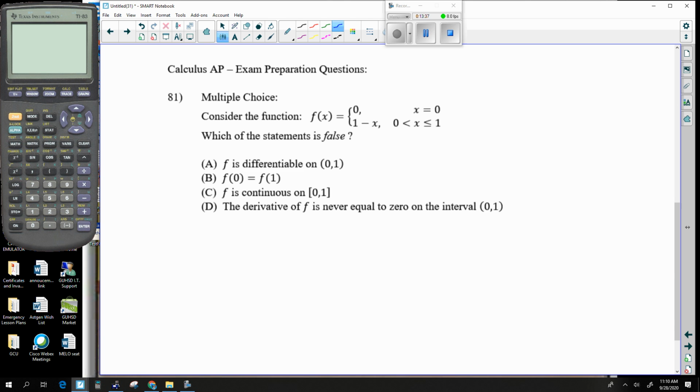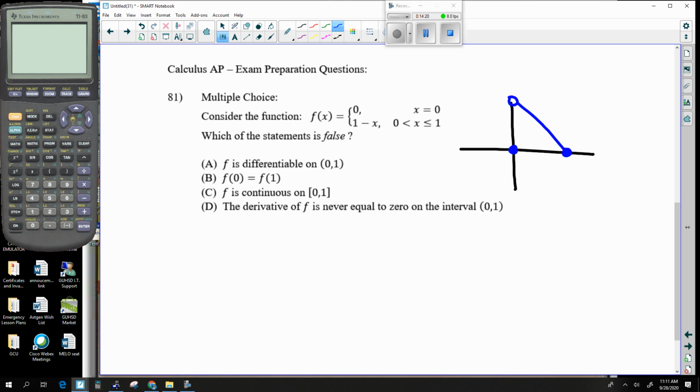Consider the function. Which of the statements is false? Okay, let's see here. So the picture from 0 to 1 is 1 minus x. So it doesn't have this, but it's 1 minus x from 0 to 1, and then this is equal to 0 at 0. That's what this picture is.